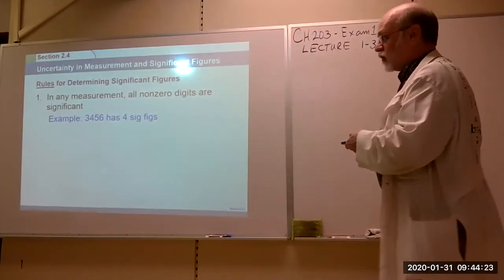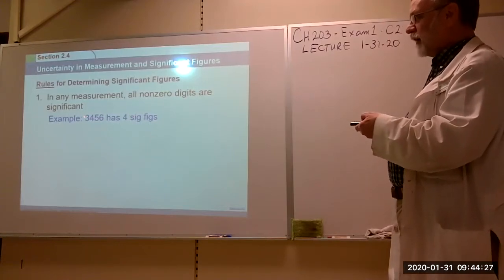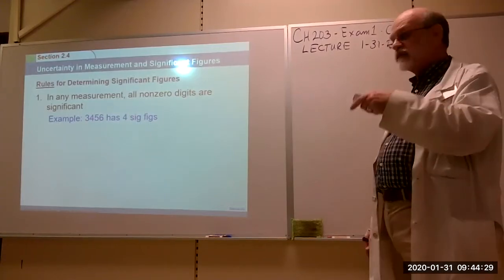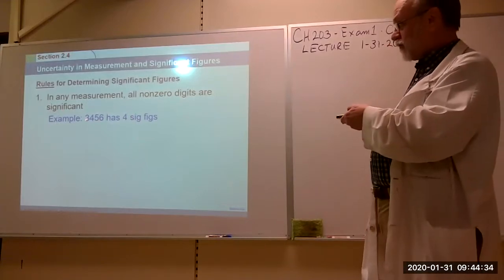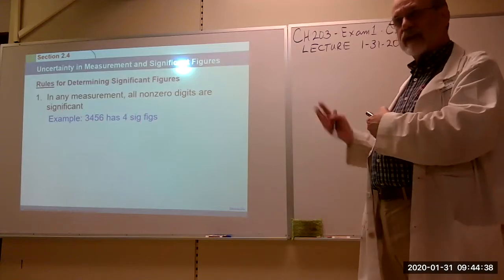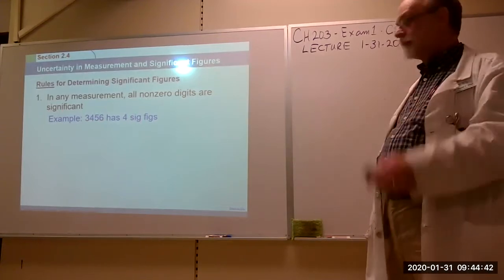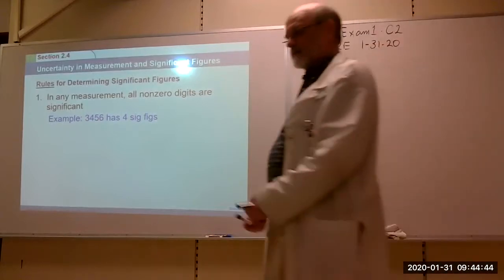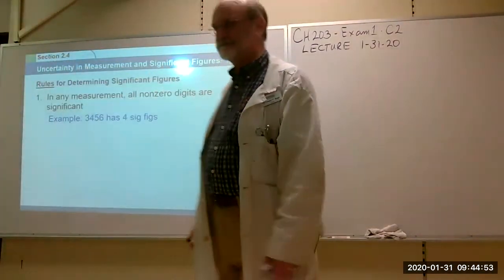Right. So this first one's the easy one. A number that is all non-zero digits, every one of them is significant. We have 3 certain and 1 uncertain, so you have 4 significant figures in that number because they're all non-zero. So that begs the question, what if you have a 0 in there somewhere? The answer is, it depends on where the 0 is located.